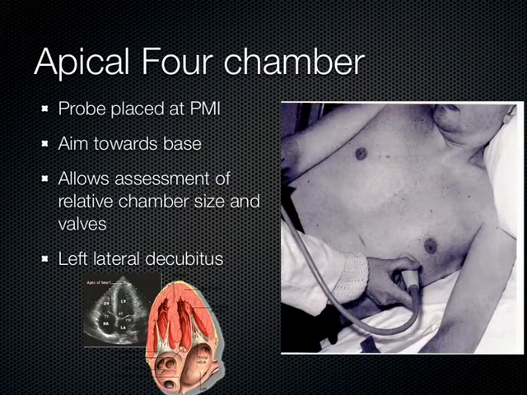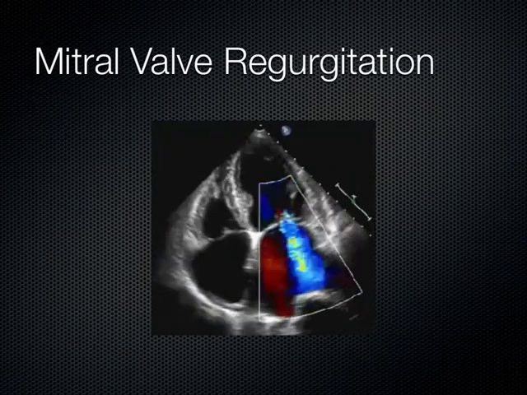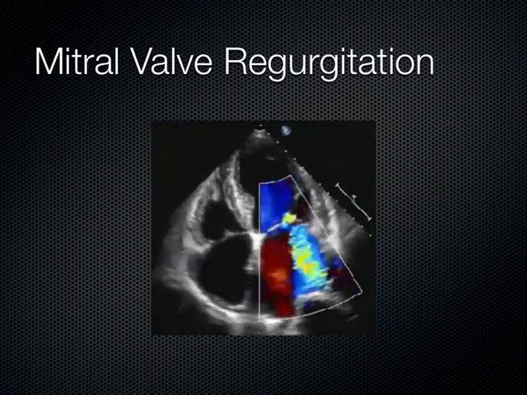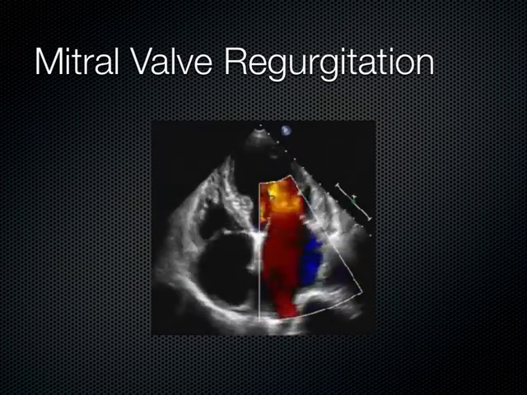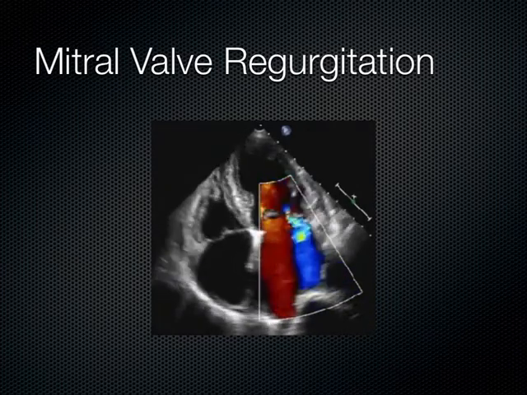Now, the apical 4 chamber is obtained by putting the indicator to the patient's right, and you're really going for the PMI, that little place on the chest where the apex of the heart comes to the chest wall. And this is made easier when you put the patient in left lateral decubitus, as you're about to see. Now, to look at the mitral valve, this is the best view, the apical 4 chamber view, where we can see BART, B-A-R-T, blue away, red towards.